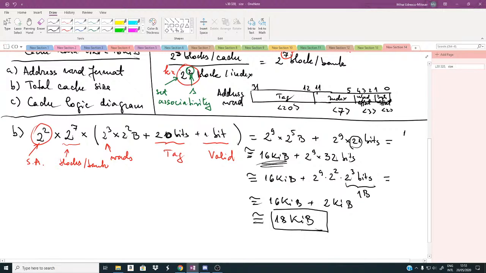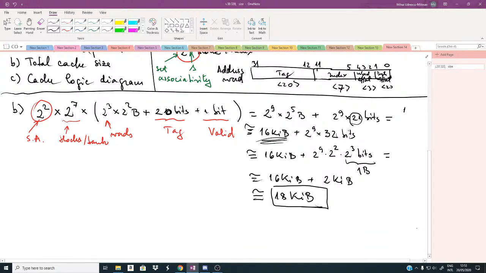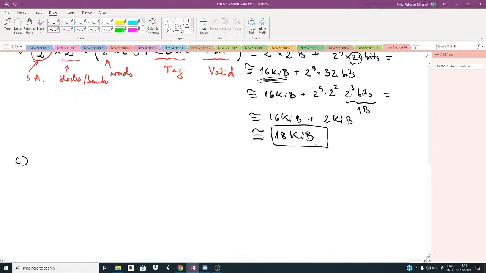It is somewhere between 17 and 18 kilobytes, but yeah, that's an upper bound estimation. Okay, so this is the estimation of the total cache size. Now let's see about a logic diagram of the cache.